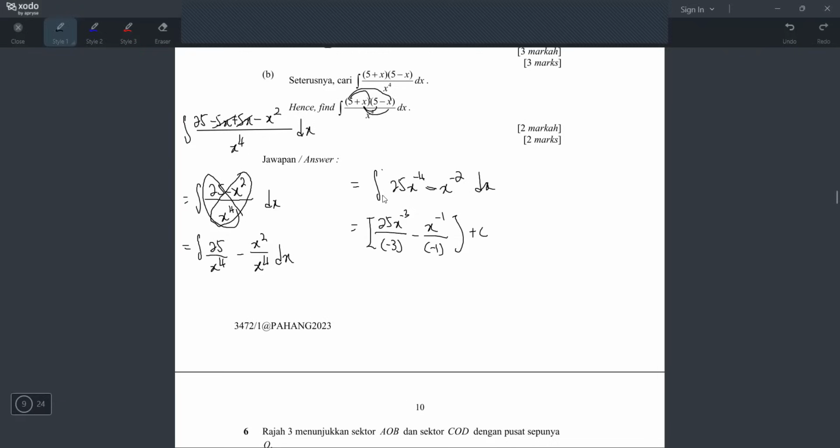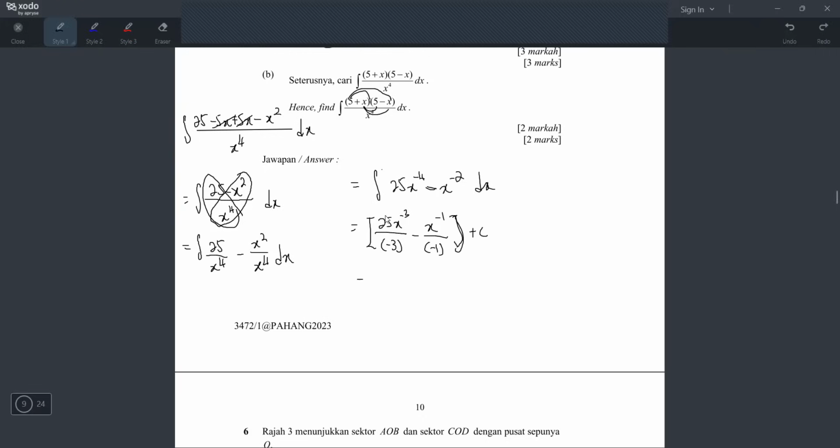Because this is an indefinite integral. Indefinite integral means there's no numbers here. If there's no numbers here, you have to write plus c. But if one day this is a definite integral, it means there's numbers here, you have to write down the number here and here. And you have to substitute the upper number inside and the lower number inside and then minus. Okay? That is for definite integral. But this one is indefinite. So this is the correct way.